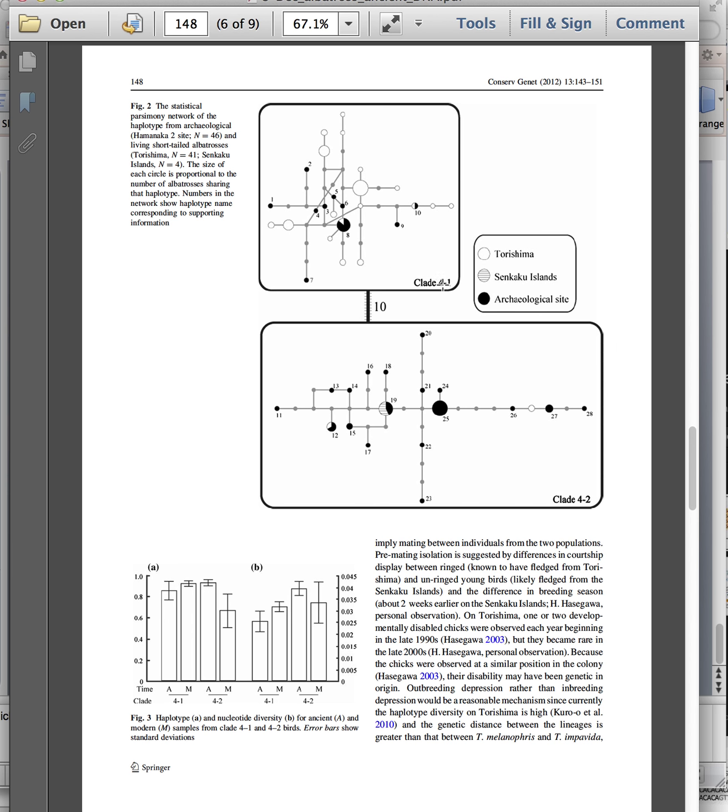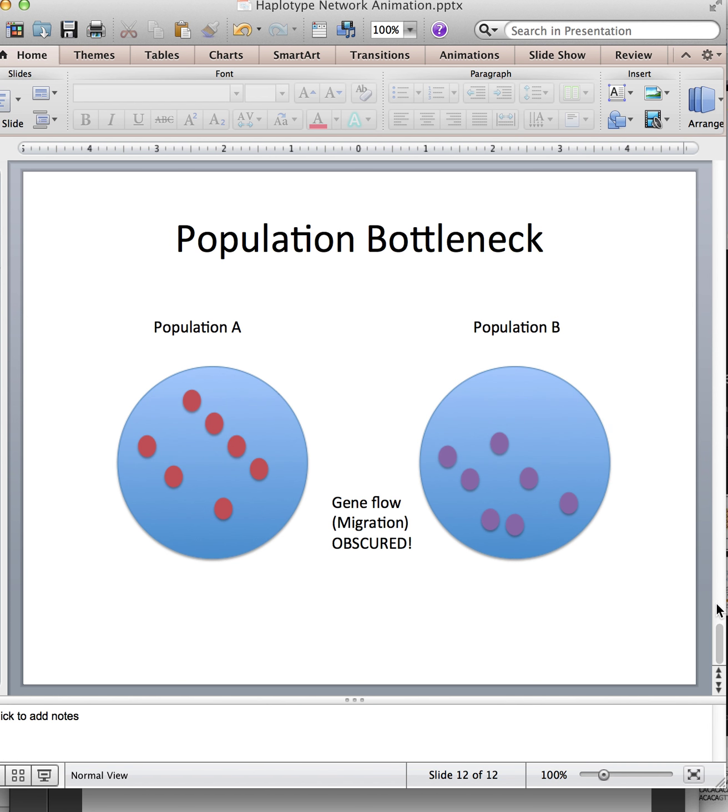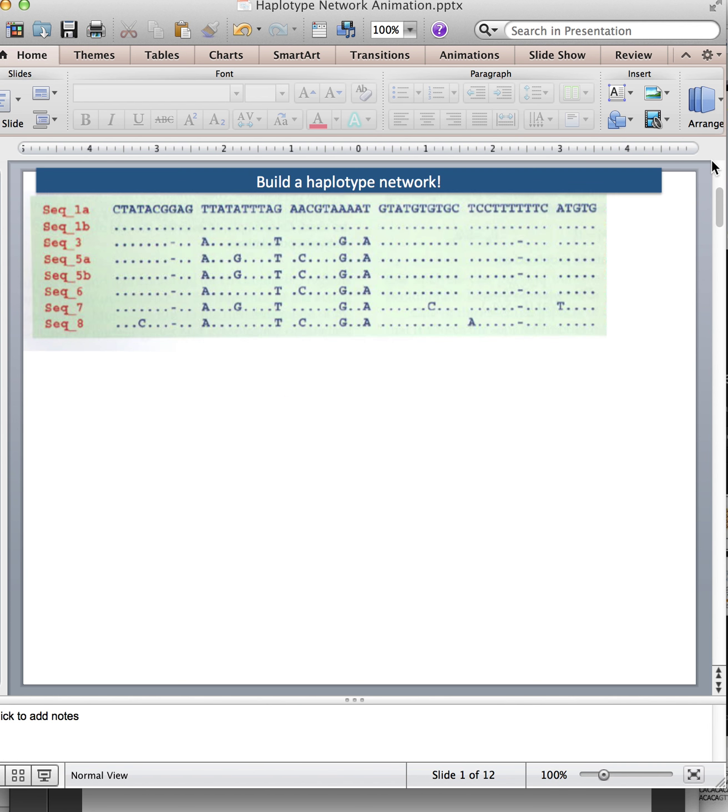Okay, so how did they get this diagram, which does not look a whole lot like a phylogenetic tree, which we are very familiar with? We will go back into PowerPoint where I've created a special diagram for you. So here what they've done is they've taken their DNA sequences, and on the top line you can see a DNA sequence running across here, and then the sequences below here, they're all different except for the first one below here.